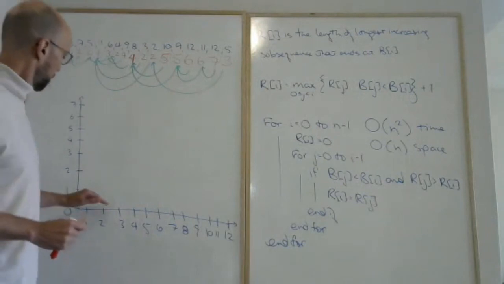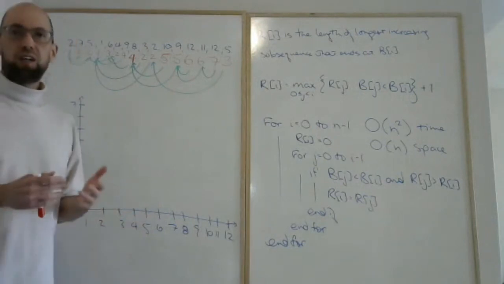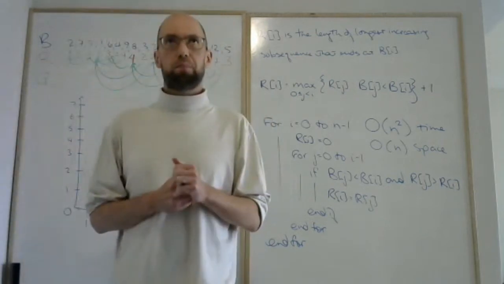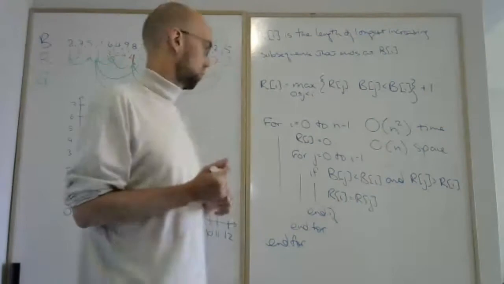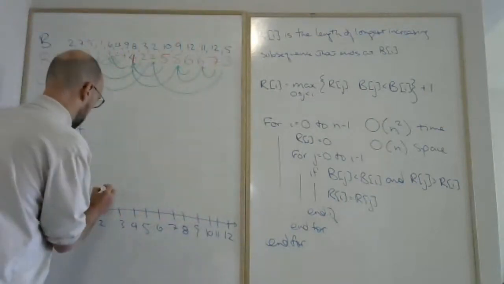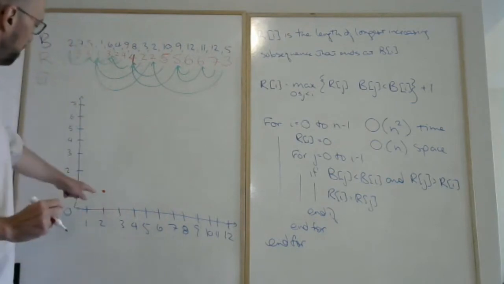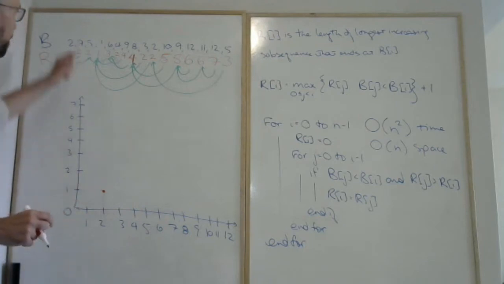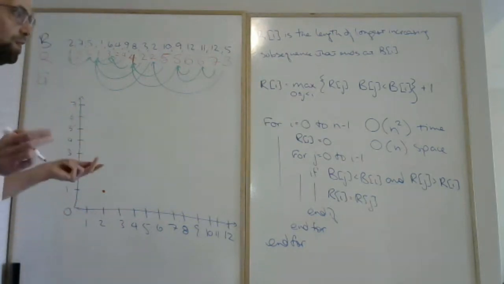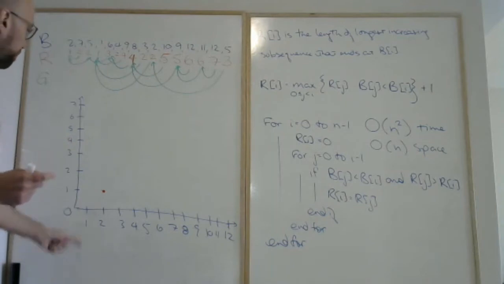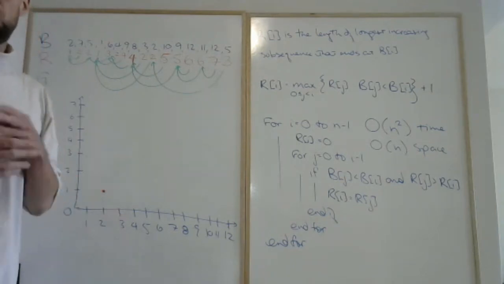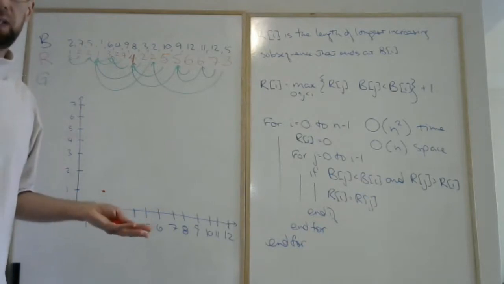So when I start out, I say 2. Okay, I want numbers smaller than 2, and I want the biggest. So there's nothing, so I'm going to put a dot here. Which means the key is 2, and it has length 1. Clear?